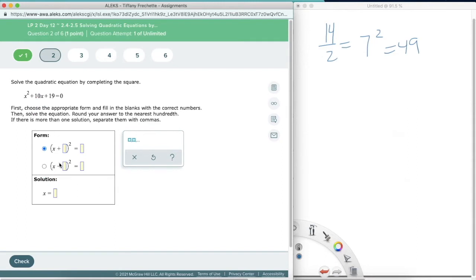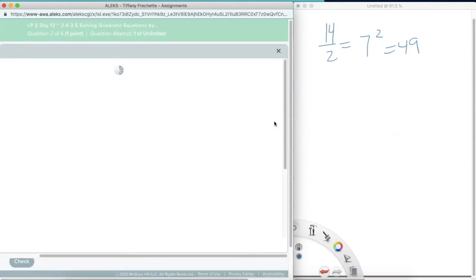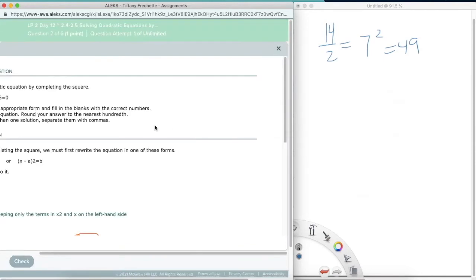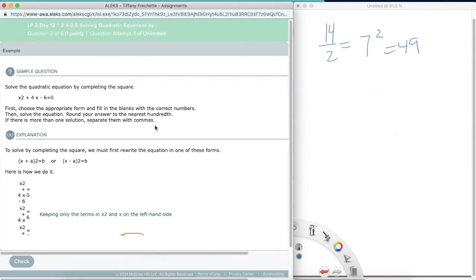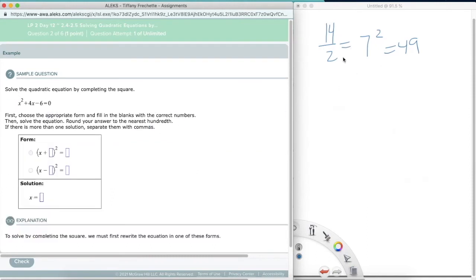So this one's a little different. And I'm going to go ahead and click on example here, and you can see there's a calculator button also, so it did pop up. If I click on example, this one's a little different because it has an equal sign on it. The last one was just an expression. It didn't have the equal sign.